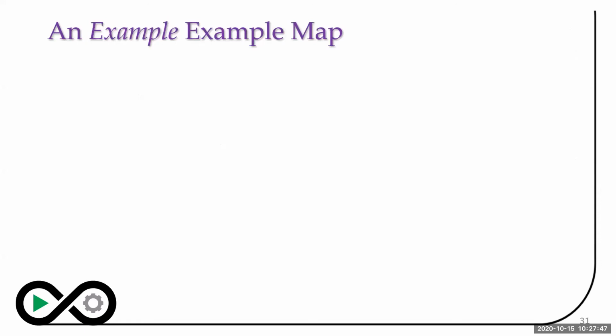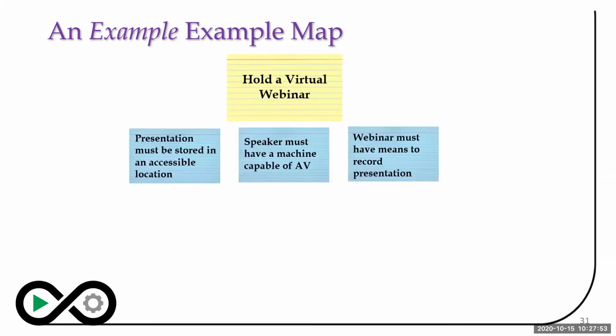So let me provide you an example map. We'll get super meta. Hold a virtual webinar. So what are some rules I would have associated with the webinar? The presentation must be stored in an accessible location. The speaker must have a machine capable of audiovisual. Webinar must have the means to record the presentation.